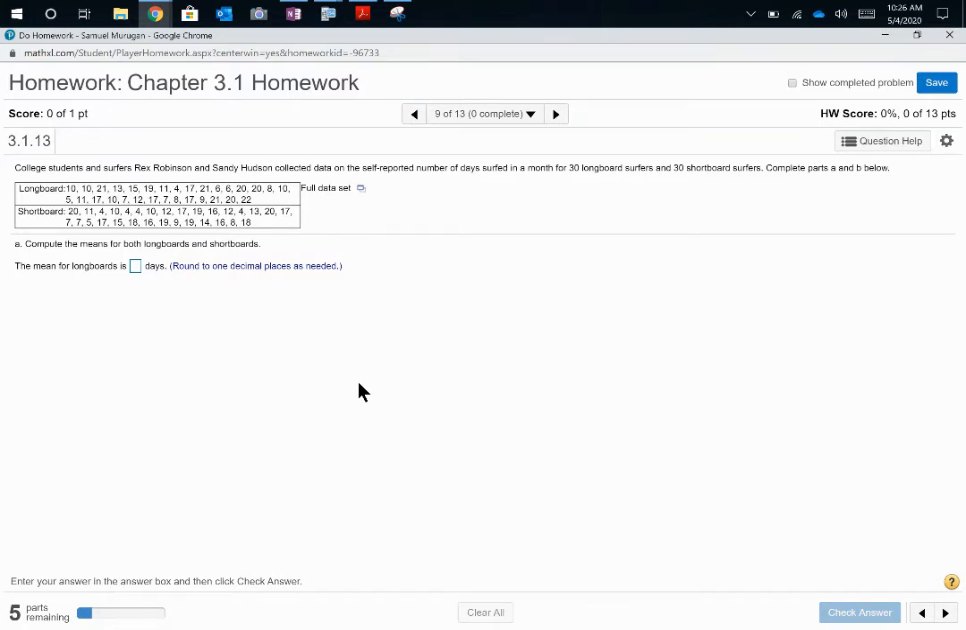College students and surfers Rex Robinson and Sandy Hudson collected data on self-reported numbers of days in a month for 30 longboard and 30 shortboard surfers. Complete parts A and B. So first they want us to compute the means for both longboard surfers. So press the little button that says next to full data set, and we're going to open this data in StatCrunch.